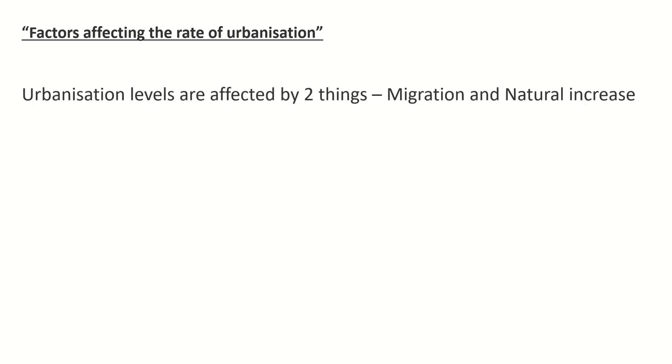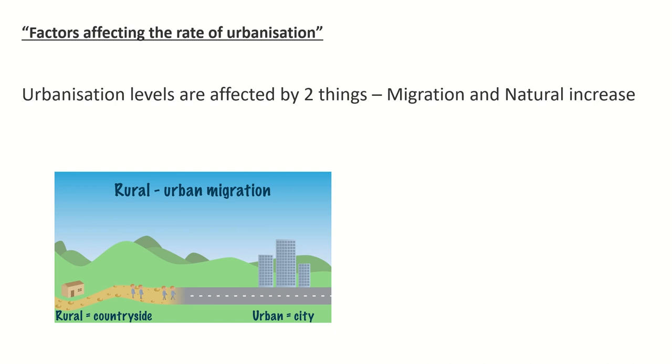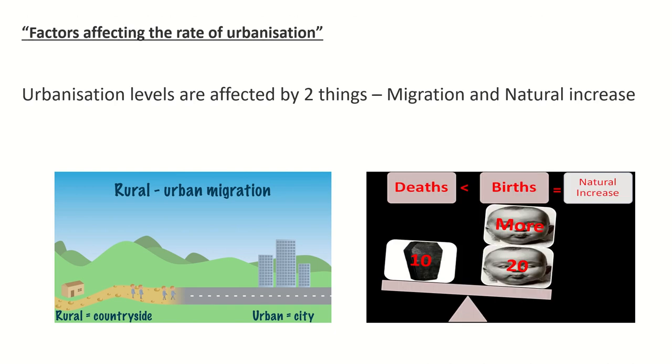So the first thing we're going to look at is factors which affect the rate of urbanization. Now, this basically means what can cause the rate of cities growing to become faster or slower. The first clear thing that affects it would be the amount of rural to urban migration.